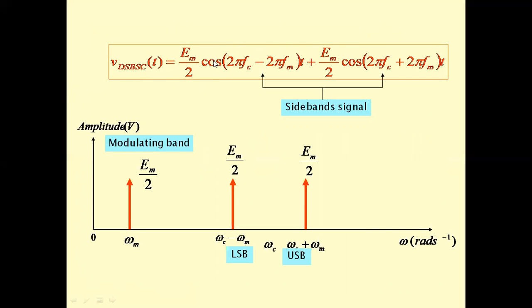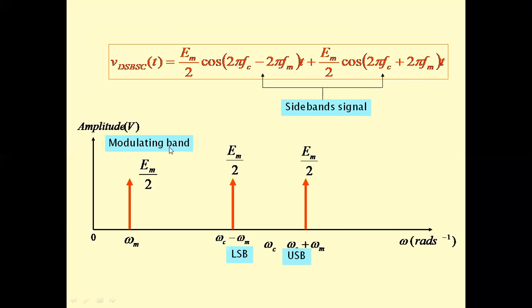So when the message is multiplied by the carrier, see the expression, these two are multiplied. When two signals are multiplied, that is cos omega 1 t into cos omega 2 t, we are getting 1 by 2 into cos of sum plus cos of difference. We are getting the sum and difference of frequencies. That is Em by 2 into cos of 2 pi into (Fc minus Fm) t plus Em by 2 cos of 2 pi into (Fc plus Fm) t.